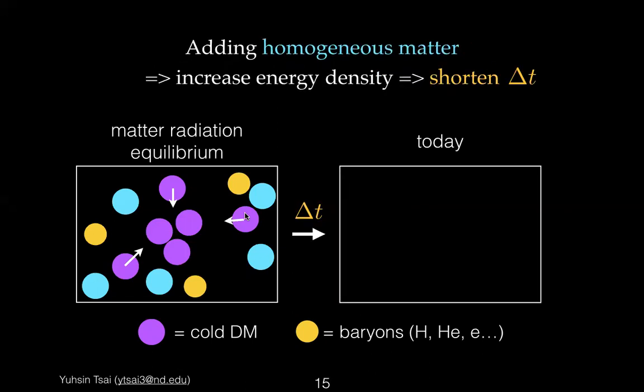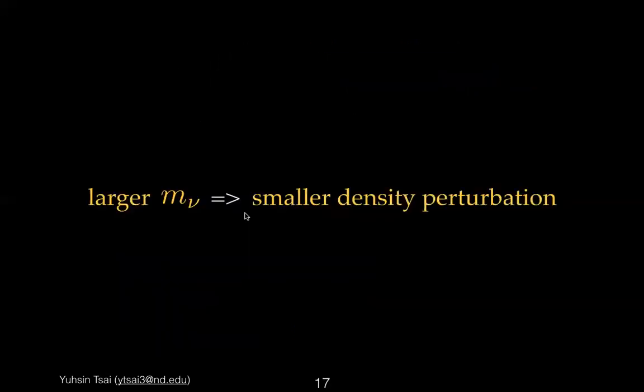So we get a shortened amount of time for the structure formation. Because of this, we end up having a smaller density perturbation for the cold dark matter, even if the neutrino is distributed homogeneously. So a larger neutrino mass gives a smaller density perturbation.